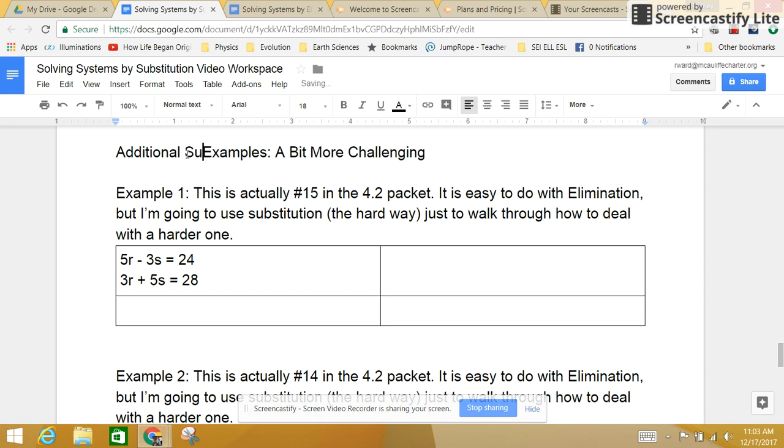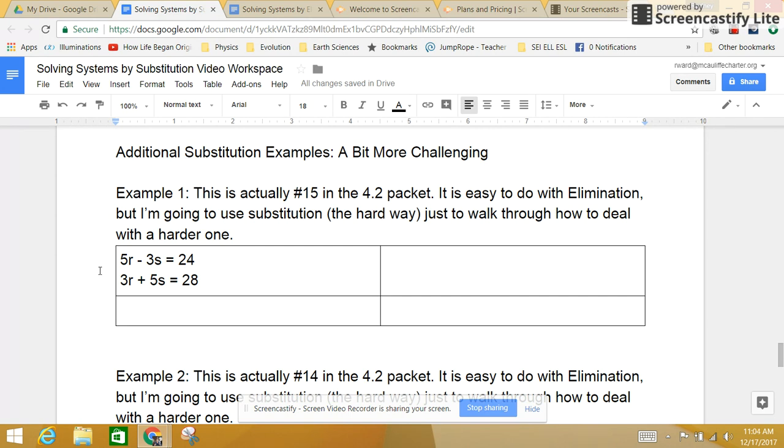We're going to do some additional substitution examples. These ones are a bit more challenging. I actually grabbed these from the set of questions that the worksheet packet 4.2 suggests doing with elimination, which is definitely the easier way to do it. But I'm going to go ahead and do the substitution the hard way just to show you, to walk you through how you could deal with a harder one.